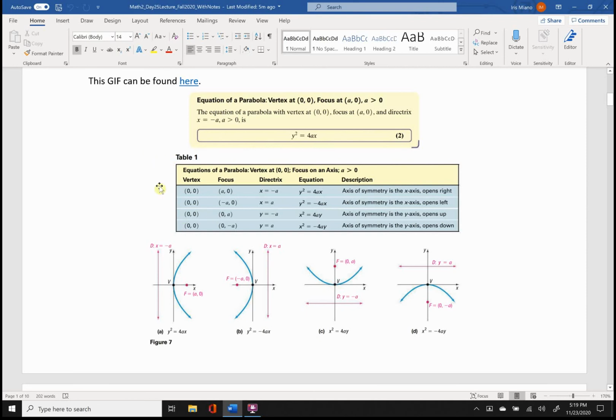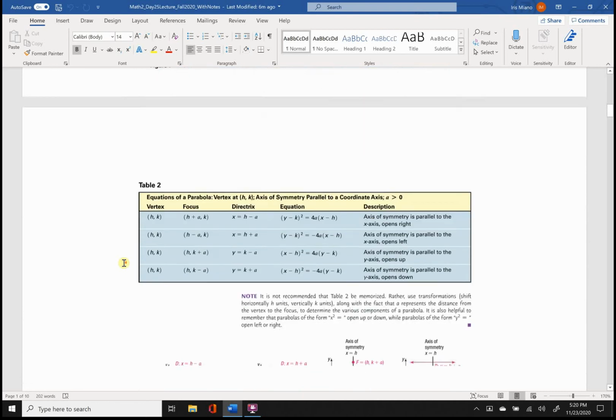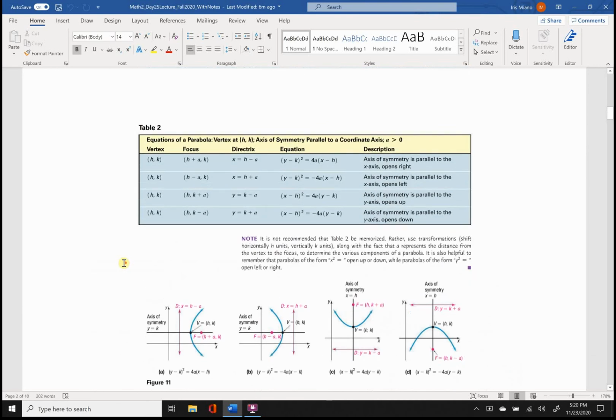So you'll want to really get to know Table 1 because it's going to help you figure out the focus, point, directrix line, and equation depending on what type of information you're given. Either you're given a figure, or you're given an equation, or you're given the focus, directrix, or some other piece of information, maybe even the vertex. So Table 1 and Figure 7 are a summary of characteristic elements associated with parabolas that have their vertex at the origin. If you don't have your vertex at the origin, you're going to want to look at Table 2 and Figure 11, which you'll see if you scroll down.